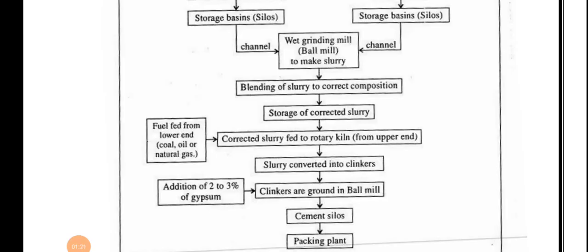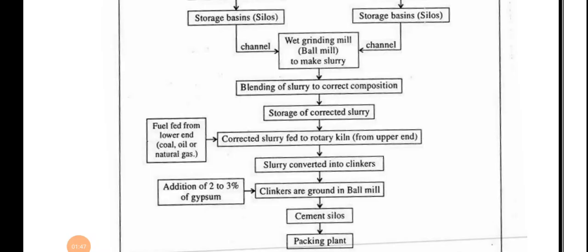Okay, we have to store it. After that we have to feed this corrected slurry into the rotary kiln, where the temperature is about 1500 to 1700 degrees Celsius, and then the clinkers are formed. Whatever the amount of slurry is there, it is converted into clinkers.